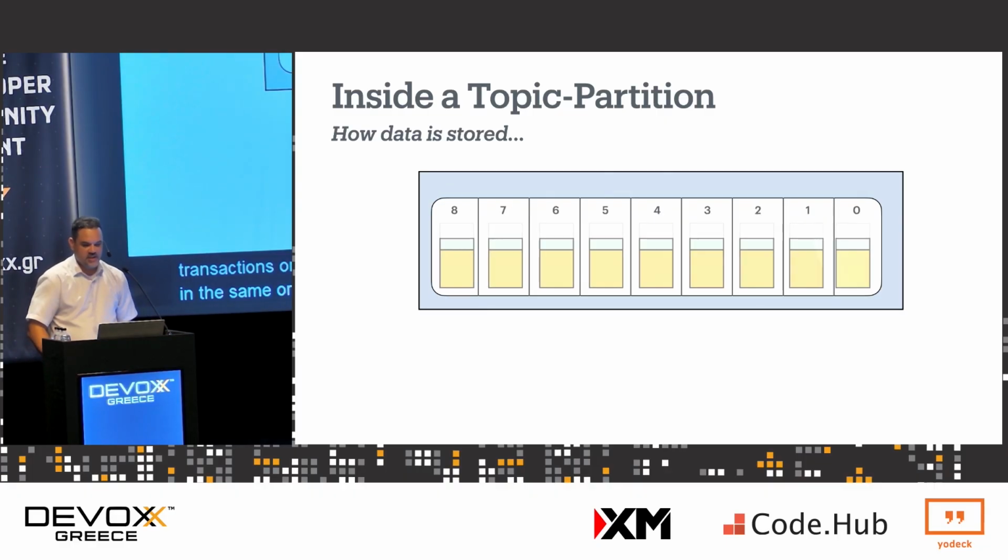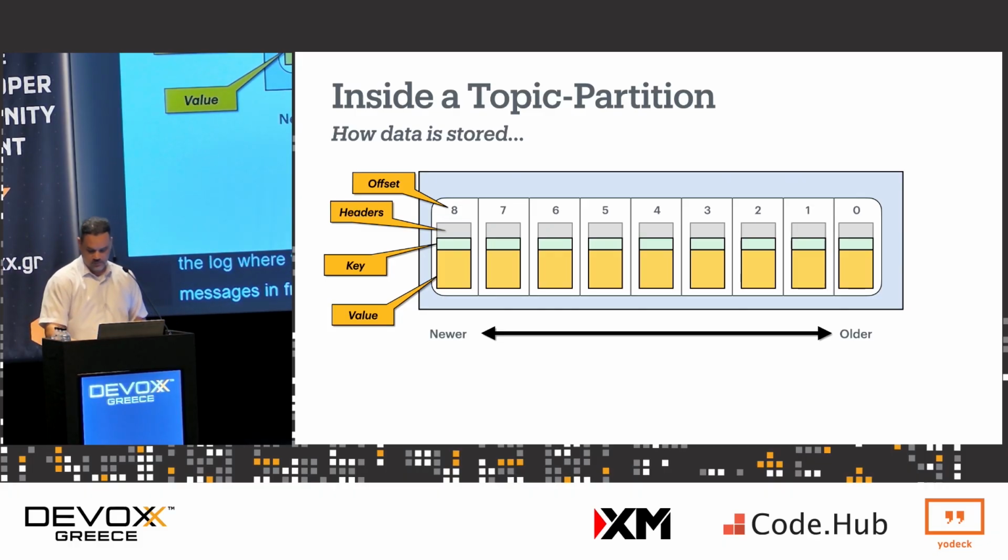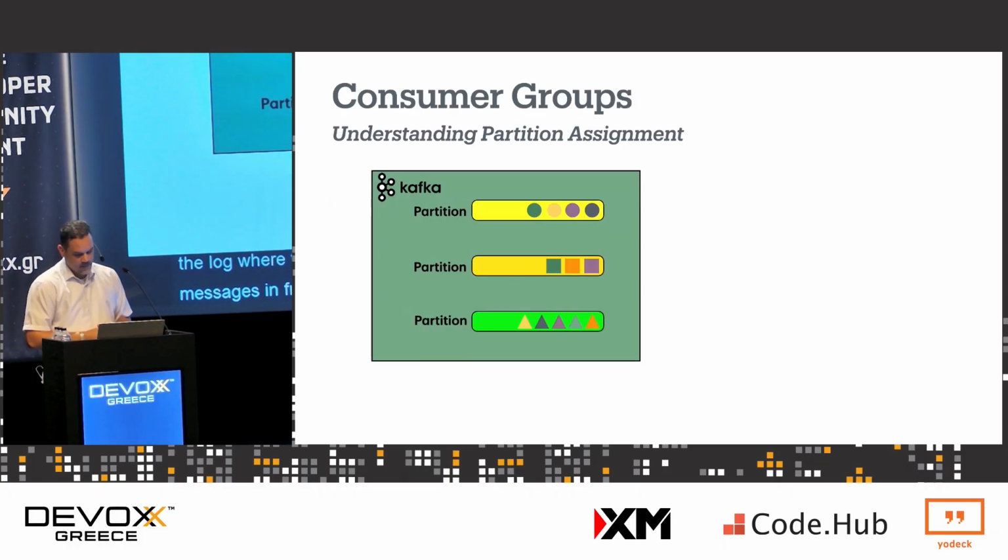So inside of a topic partition, there are some attributes that you'll see other than just the event that we talked about with the headers, key, and value. Each event is assigned an offset. That is a position in the log where that message is stored, and it's relative to the messages in front of it or to the beginning of the log. That gets us to the consumption side of the house.